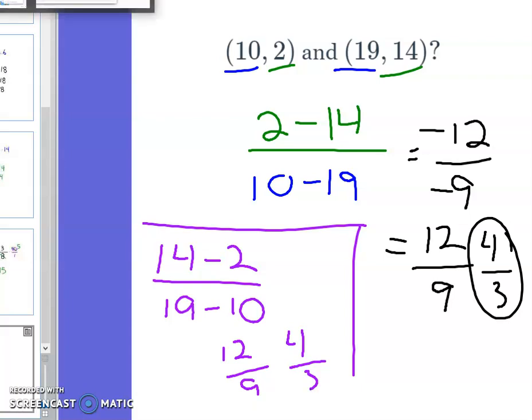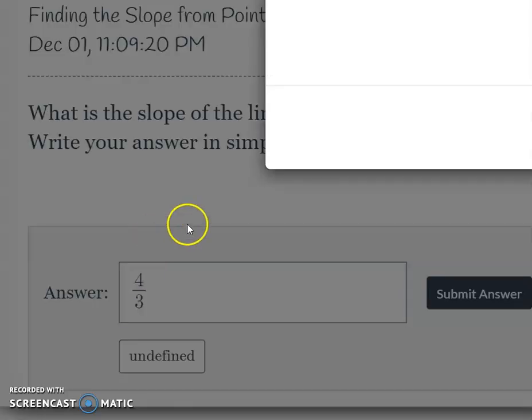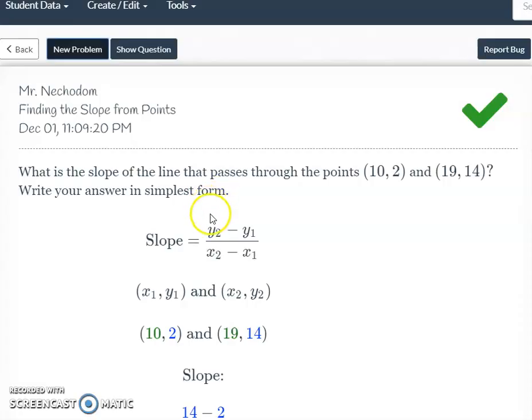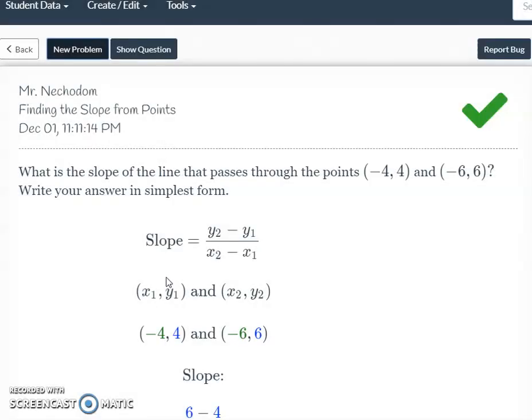Let's go back to DeltaMath here. Four-thirds, okay, and got it right. Okay, now be a little careful here. This one's going to be 6 minus 4. That's going to be 2, and negative 6 minus negative 4. You got to be careful about subtracting all those negatives. 6 minus 4 for the rise is 2. Negative 6 minus negative 4 is the same thing as negative 6 plus 4. So you get negative 2. So 2 over negative 2 is negative 1. Okay. Got it right? Okay.